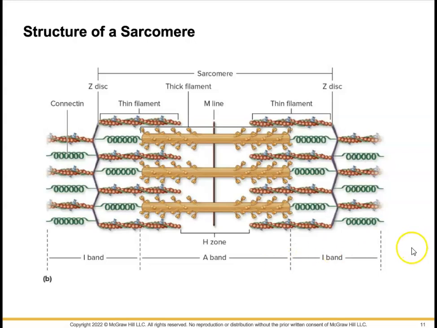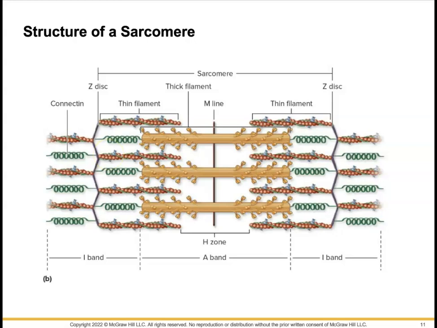So when you look with more detail at this sarcomere, okay, here's a Z-disc, here's a Z-disc. So all of this is one sarcomere, okay? There's your thick filament, the myosin. There's your thin filament, the actin, okay? So far so good, huh? Nothing new.